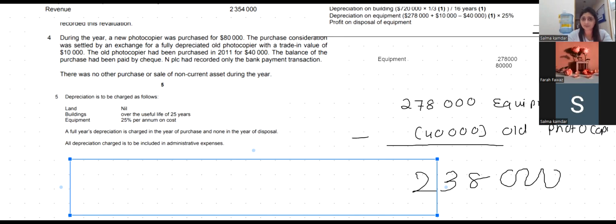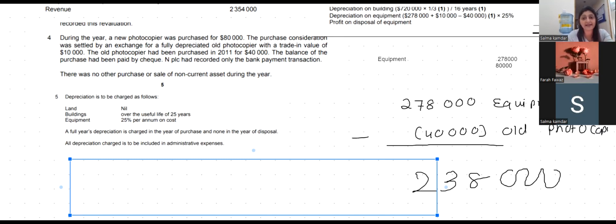Miss, but aren't you supposed to record the entire cost of asset? But they are telling us that they have recorded only the bank payment transactions. That's what they are telling us. So how can I argue? Sometimes they would write that and we have to adjust the mistake, right? But how do we know whether they are telling us? Maybe the old photocopier has a higher value. That is why it is being adjusted like that.